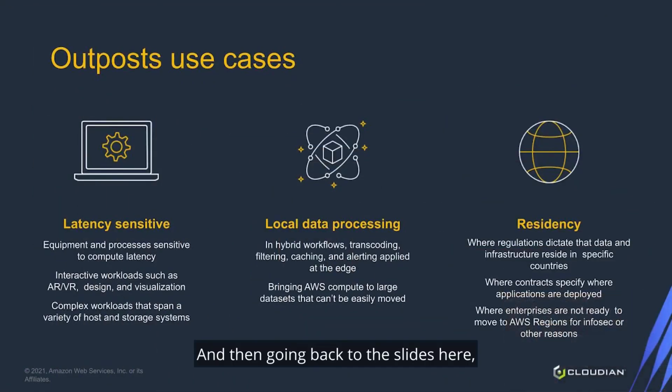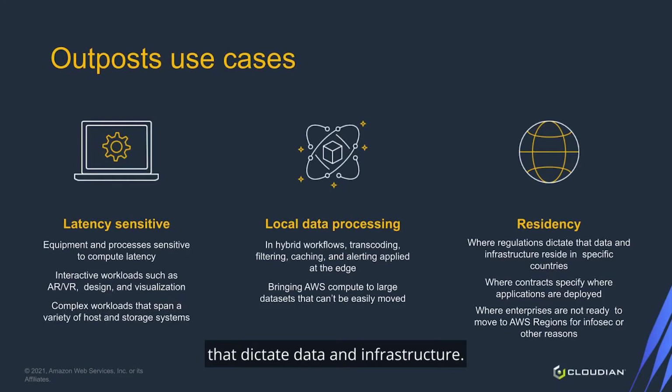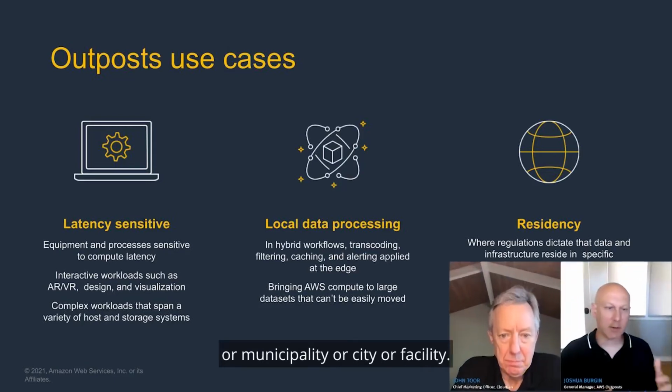And then going back to the slides here, the third one is a broad category called data residency. And this is either because there's a government regulation or a contract, or it's just your business requirements that dictate data and infrastructure, so compute and storage, reside in a specific country or municipality or city or facility. Those are the three general use cases that are guiding us.